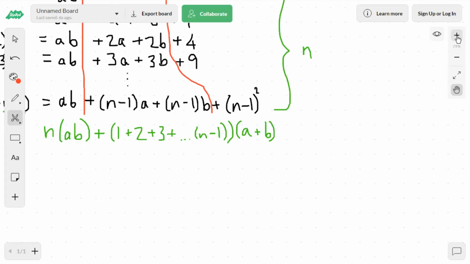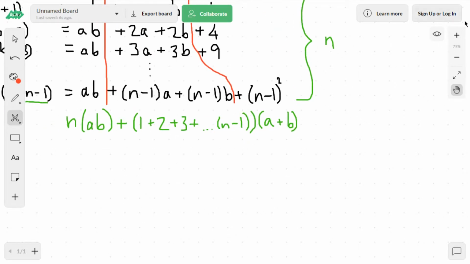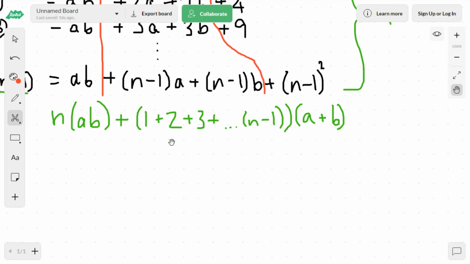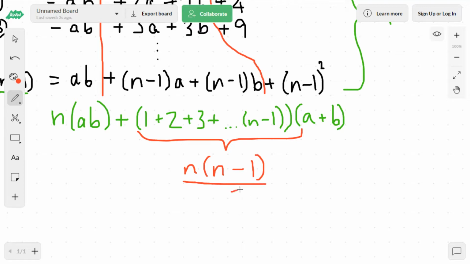We have the proof. I mean, we saw it, right? So let's just continue. Okay, so basically that means this part over here where we had all this stuff, well, that's basically the same as n times n minus 1 divided by 2. Cool. And we're multiplying that by a plus b.